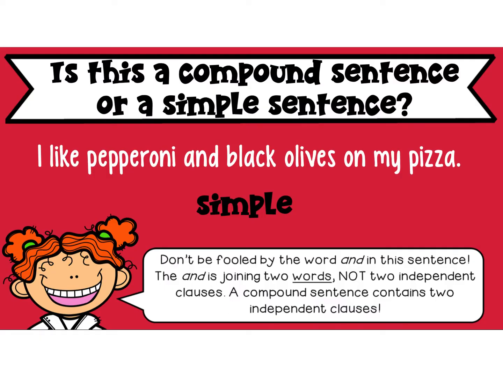Warning, don't be fooled by "and." In a sentence like this, I like pepperoni and black olives on my pizza, the "and" is joining two words, not two independent clauses. A compound sentence has two independent clauses. So look on either side of your conjunction and make sure you have two independent clauses.